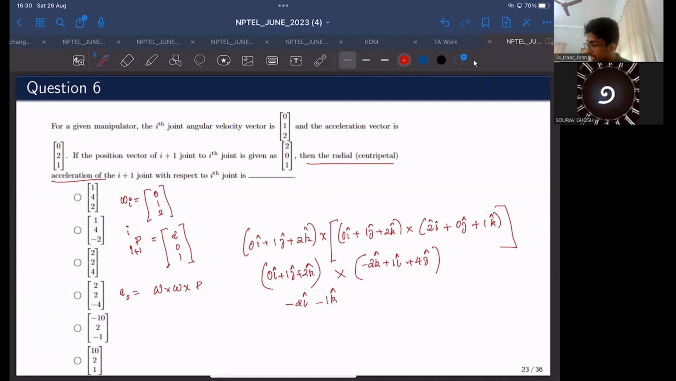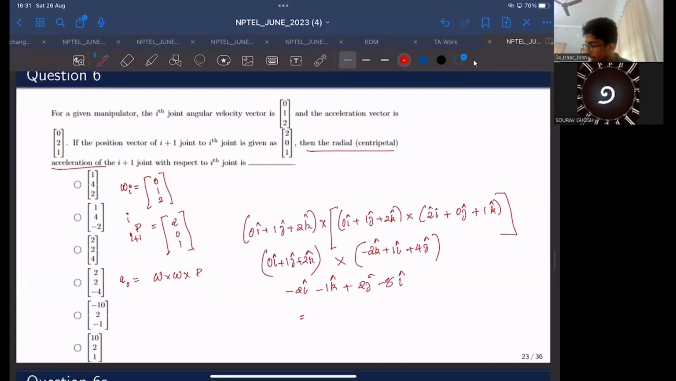Then what do we have? 1j cross 4j, that would be 0. j cross j would be 0. Then plus 2k cross 2k would be 0. 2k cross 1i would be 2j. 2k cross 4j would be minus 8i. So this would be minus 10i plus 2j minus 1k. So this would be minus 10, 2, minus 1. That would be the correct answer.